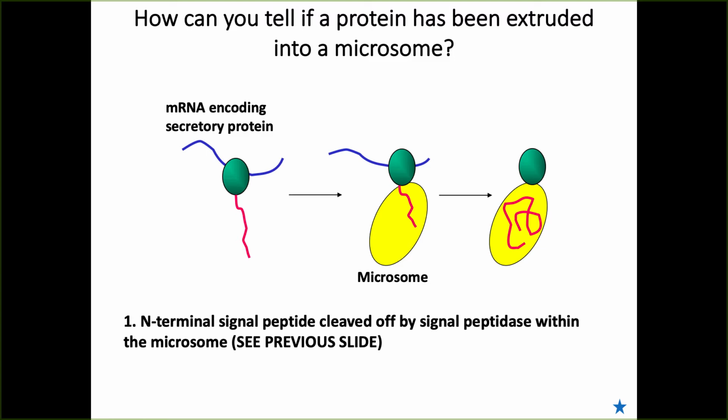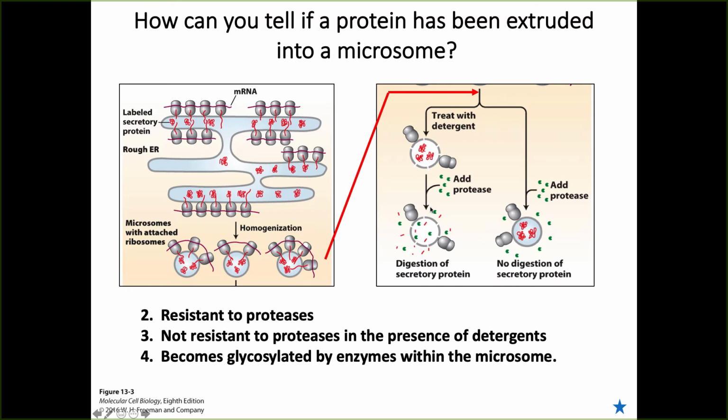So this is another important term. We are going to constantly use that. Translation is from mRNA to the protein; translocation is the movement of the protein from the ribosome or polyribosome inside the endoplasmic reticulum. That's your translocation. You're moving the protein. So how do we prove that the N-terminal signal peptide is cleaved off by the signal peptidase within the microsome? We have seen that, but let's take a look at how we can prove that this is actually the case and the protein is inside the microsome.